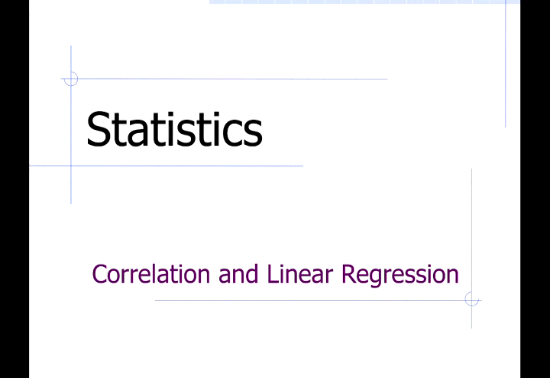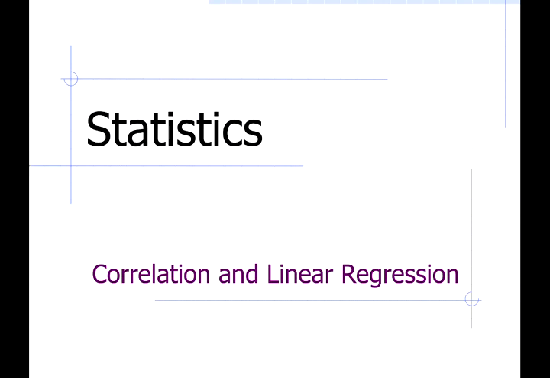In this video, I'm going to talk about a very interesting and important topic in statistics, and that's correlation and regression, specifically linear regression. Now, there's sort of two components to this topic that are really important in statistics, and that is the correlation part, and that's determining if there is a relationship between two things.